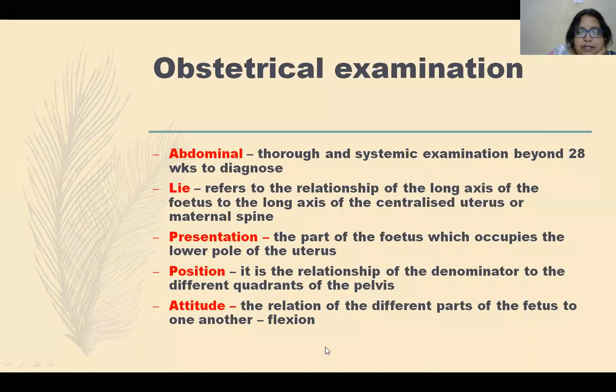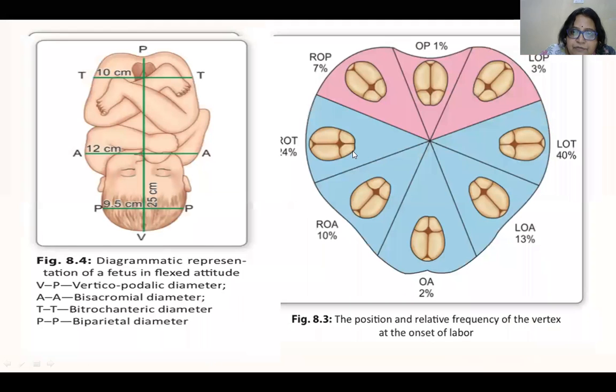What is attitude? The relationship between different parts of the fetus to one another. Universal attitude is always flexion. So this is how the fetus lies in the uterus, like this. This is the flexed attitude of the fetus. This is called flexion attitude of the fetus because all the parts are in flexed position.